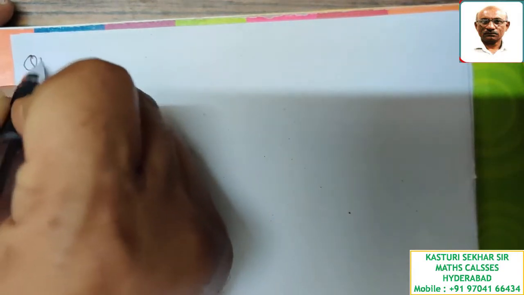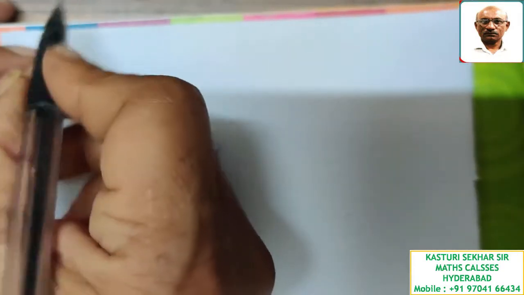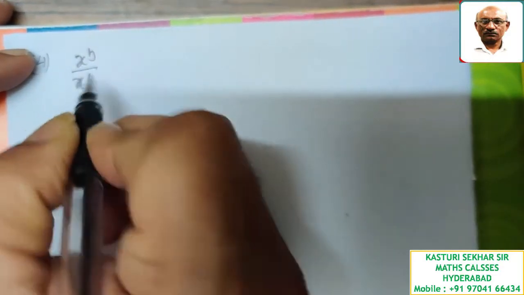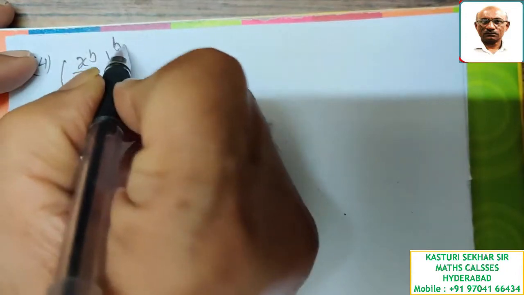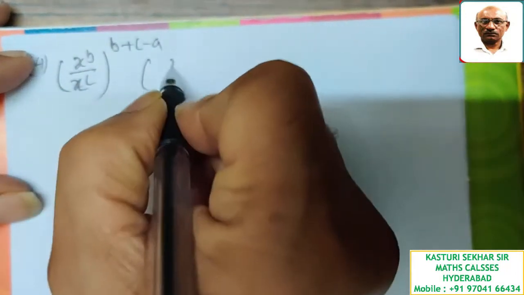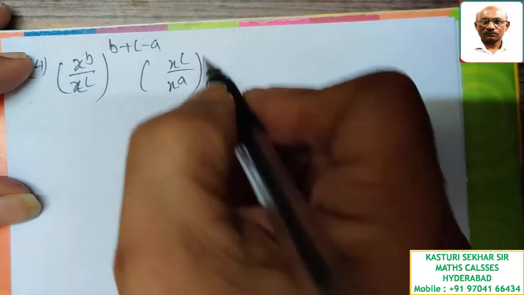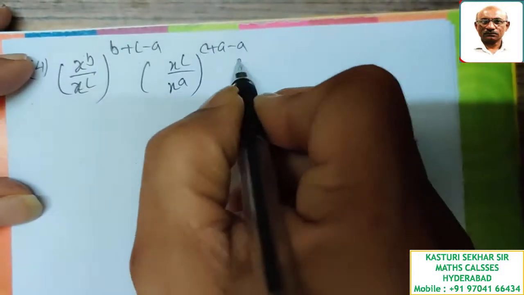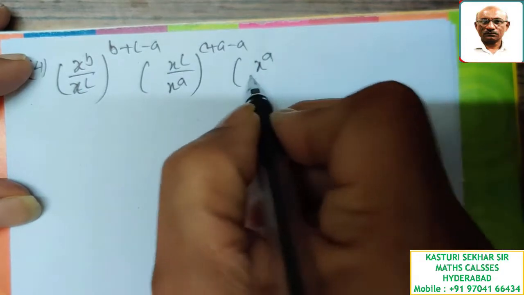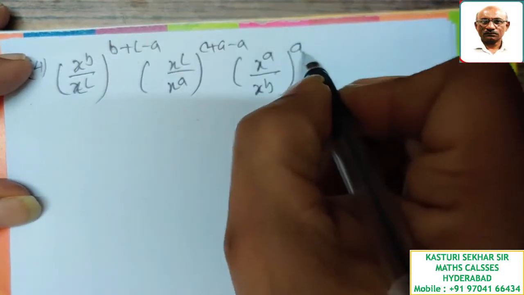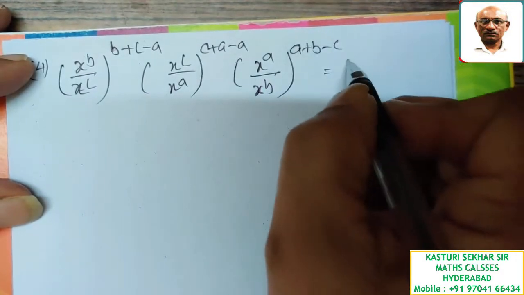Now let us see question number 14, sir. (x^b / x^c)^(b+c-a) · (x^c / x^a)^(c+a-b) · (x^a / x^b)^(a+b-c) is the question.